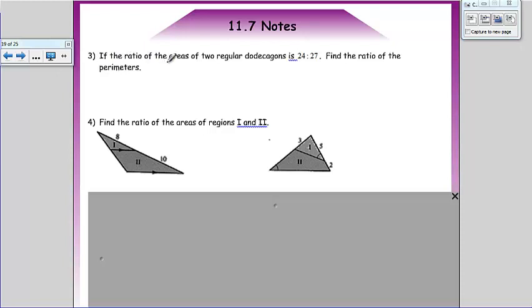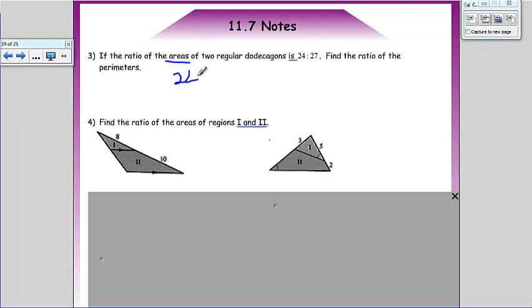Number 3, if the ratio of the areas of two regular dodecagons is 24 to 27, we're going to find the ratio of the perimeters. So it doesn't really matter that it's a 12-sided shape. We know that these two shapes are similar because they're both regular, so their angles are congruent because they're the same shape, and their sides are in ratio. So they're definitely similar. If we take the ratio of the sides and square it, we'll get the ratio of the areas. But here we're given the ratio of the areas, so we're working backwards here.